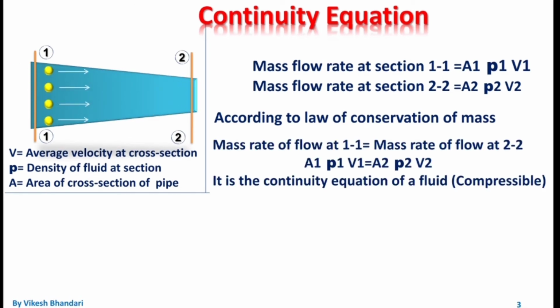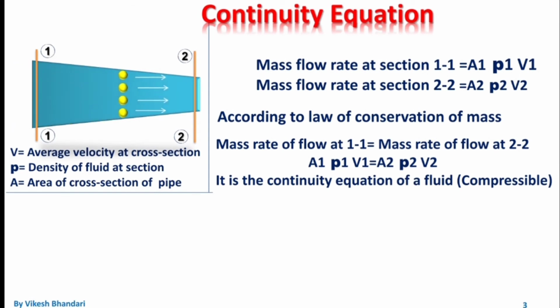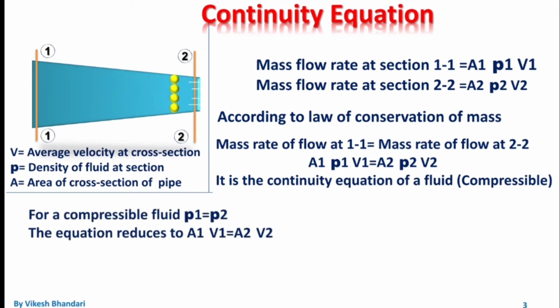Rho 1 A1 V1 is equal to rho 2 A2 V2. This is the continuity equation. Okay, this is the continuity equation for a compressible fluid. This is the continuity equation only for a compressible fluid. Here, the compressible fluid possesses two different densities at inlet as well as exit. Suppose the fluid is considered as incompressible, then density at inlet is equal to density at outlet.